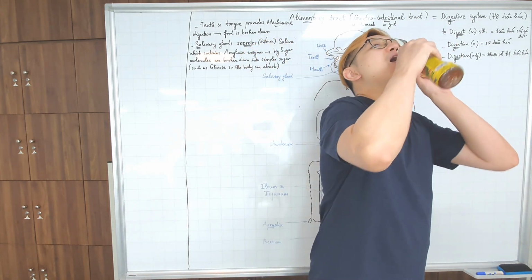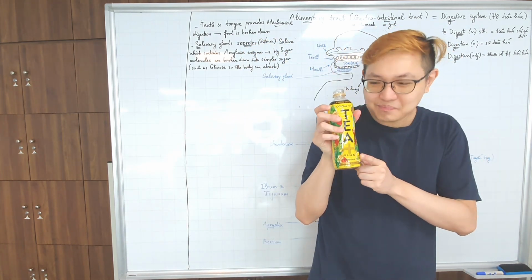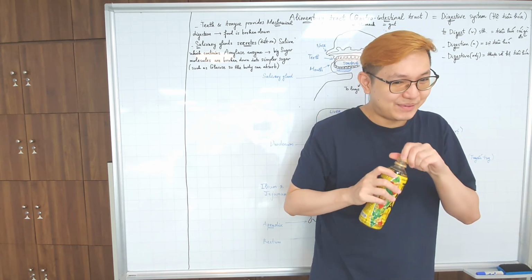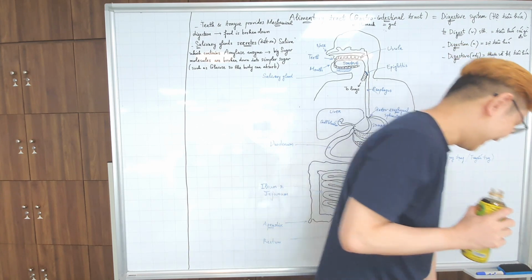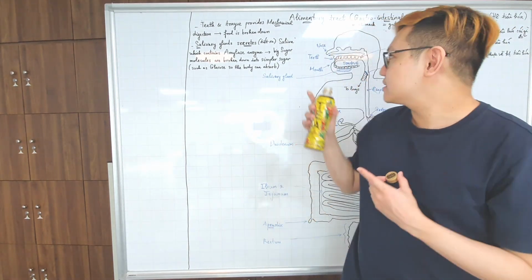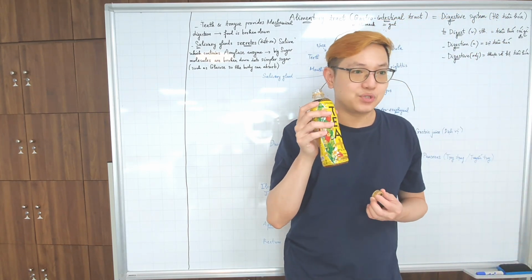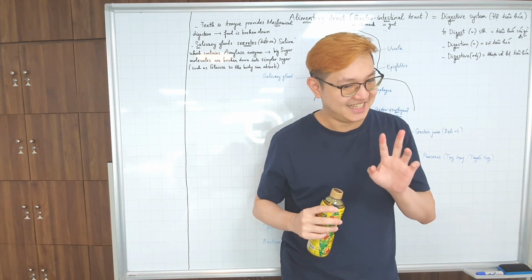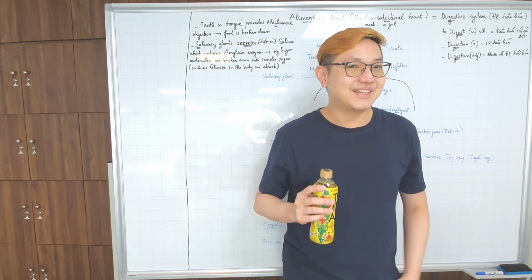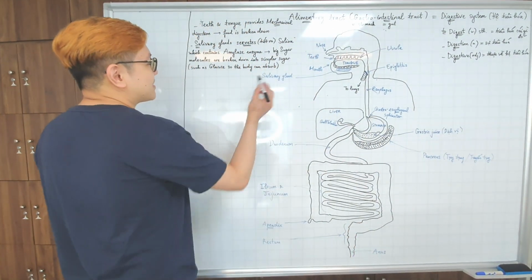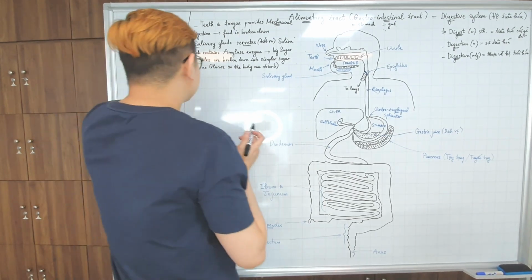This one also when inside my body, it has to be broken down to glucose. But very quickly, because of amylase, it broke down to sugar, glucose very quickly. So within a few minutes, I can feel like sugar high. Okay, now that's about the salivary glands.